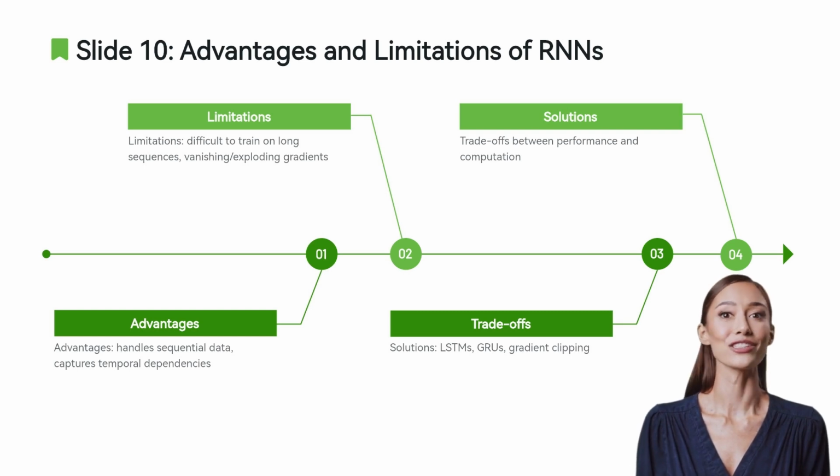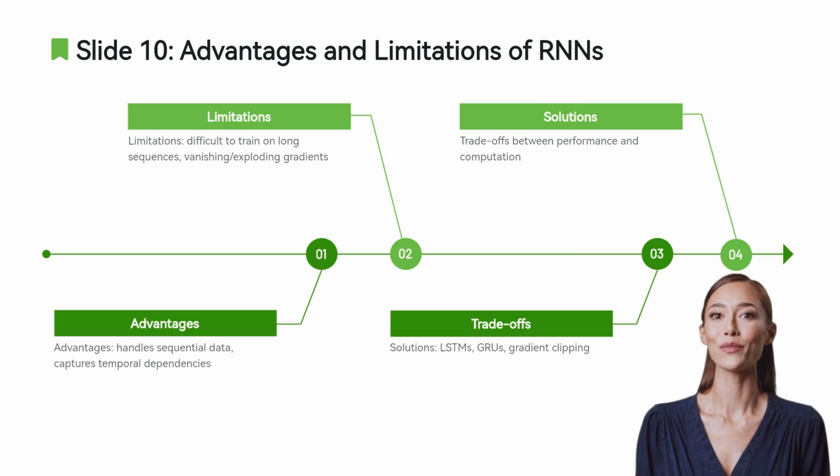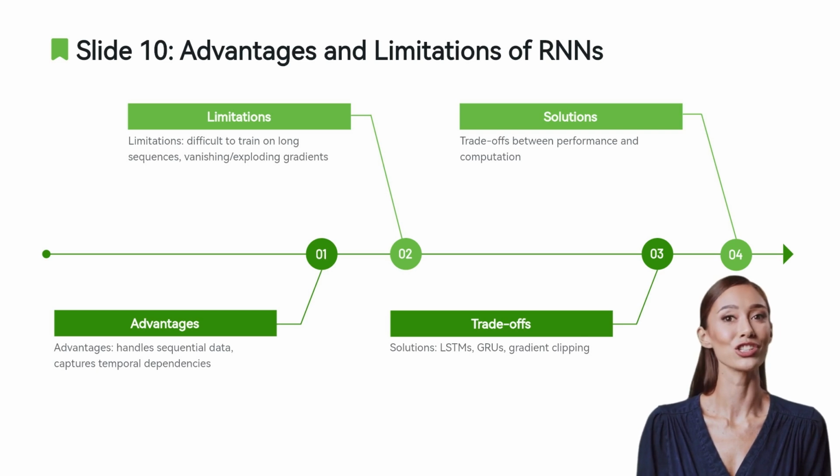However, RNNs also come with limitations. One major issue is the difficulty in training on long sequences due to problems like vanishing and exploding gradients. These problems make it challenging for the model to learn long-term dependencies effectively. To overcome these issues, architectures like LSTMs and GRUs have been developed, which improve performance on long sequences by controlling the flow of information.